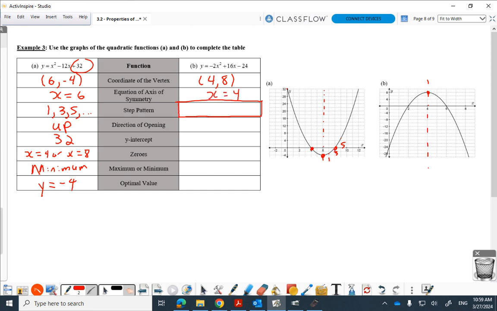Yeah. Okay, x equals 4. We'll skip step pattern. We'll come back to it. Okay? We'll agree that that's sort of difficult. Direction of opening. This is where your hands are if you're doing the stance. Down.